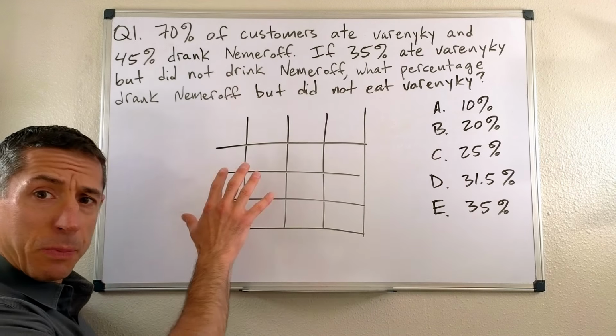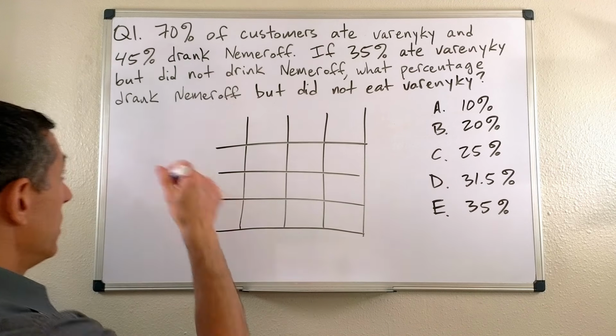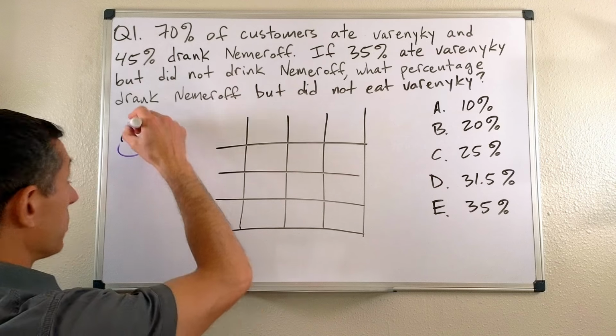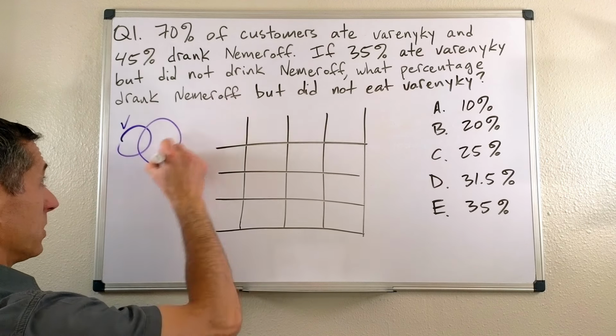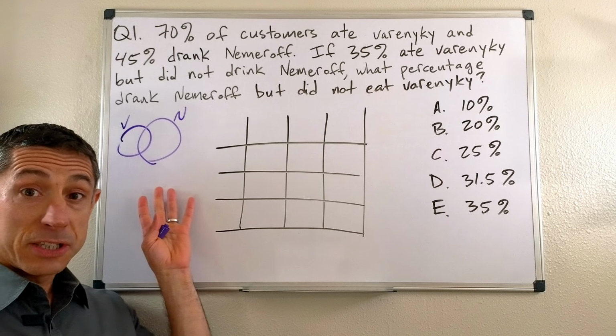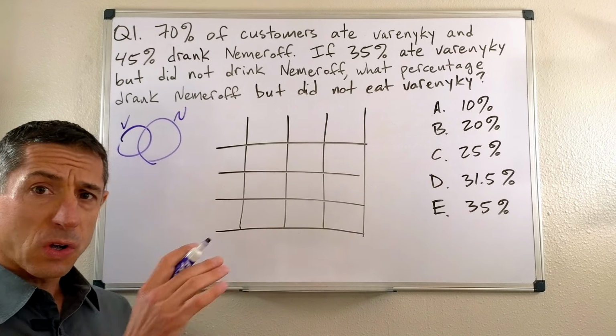Now, when people first see these, often the instinct is to turn into what's called a Venn diagram, where each circle represents something. So maybe this circle is the percentage of people who eat Vareniki, this circle is the people who drink Nemirov. And this is logically totally fine if you're a fan of these, cool, but what we find is that a lot of students really struggle to use this well.